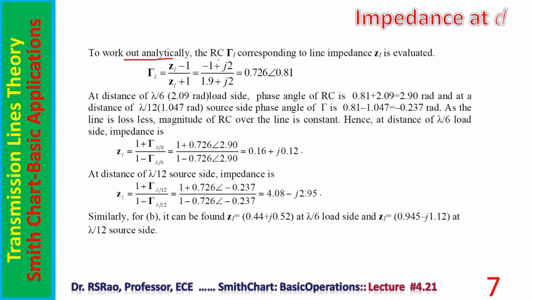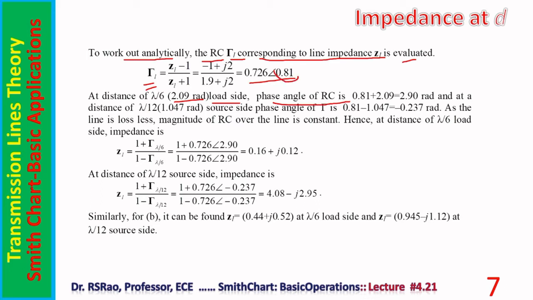To work out analytically, the RC gamma L corresponding to line impedance ZL is to be evaluated. So this is gamma L. ZL is available, so gamma L can be found at a distance of lambda by 6. Lambda by 6 corresponds to 2.09 radians. Load side, the phase angle of RC becomes 0.81 plus 2.09 radians.